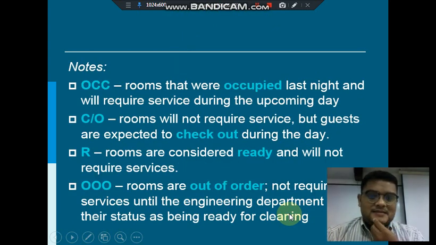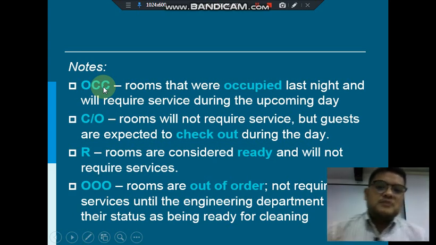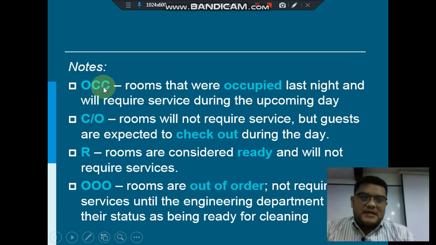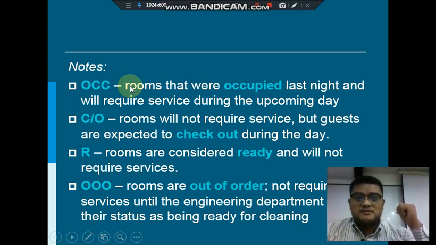So room statuses can be either occupied. Occupied rooms is noted as OCC. So OCC is the short form for occupied room. What is occupied room? Occupied room means rooms that were occupied last night and will require service during the upcoming day. Guys, so occupied room means the room that has people staying inside and you will need to service this morning because it was occupied last night. Someone checked in yesterday and you have to clean today.